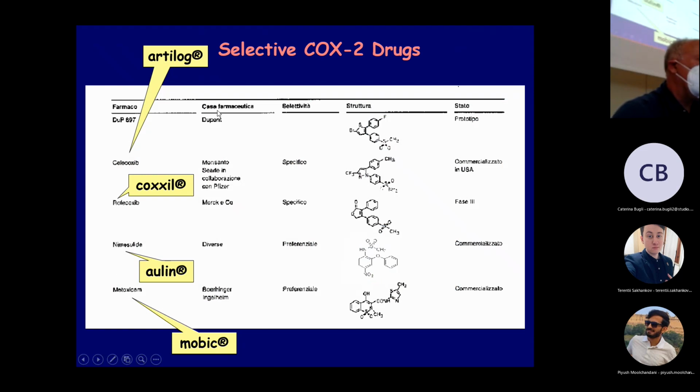Here you see a series of different selective or partial selective COX-2. In particular, you see nimesulide. The commercial name is Aulin, very common in Italy, but you can use this compound under prescription because it is a partial COX-2 inhibitor.